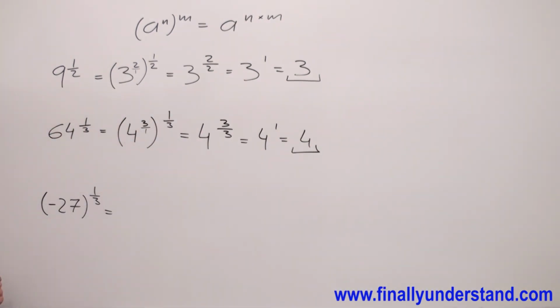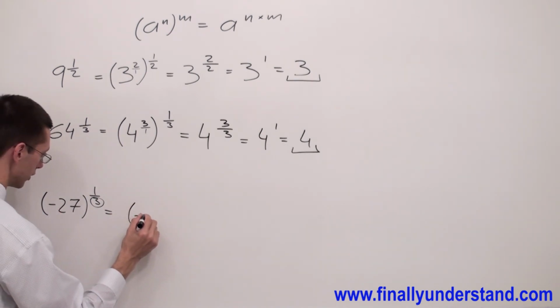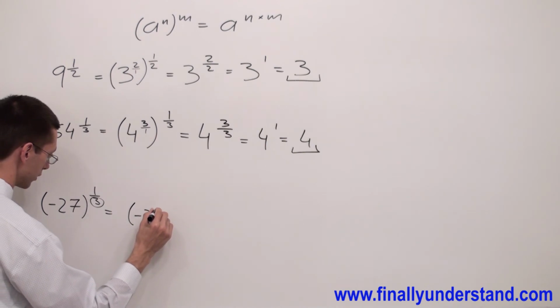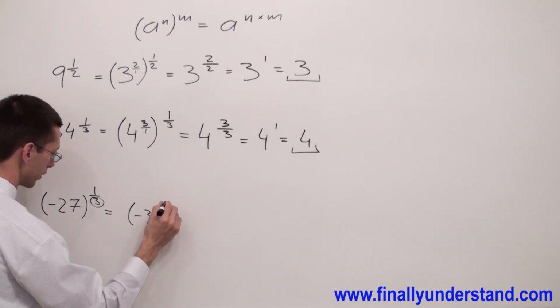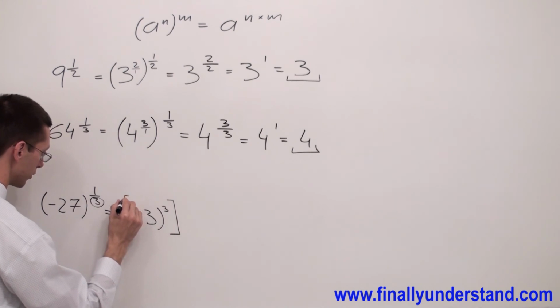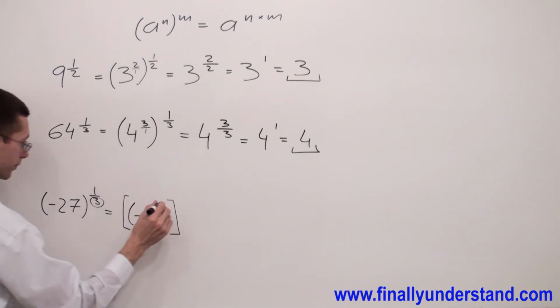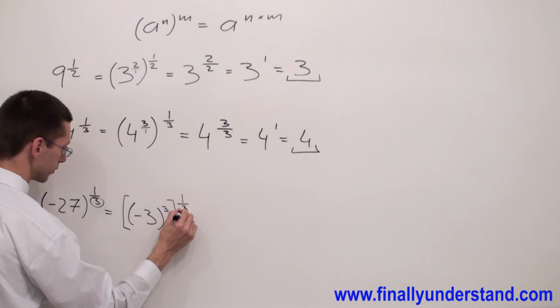Let's take a look at this example. Again, I'm going to look at the denominator of my exponent, which is 3. I'm supposed to ask myself the question, what number raised to the third power is going to give me negative 27? The answer is negative 3, raised to the third power. And I'm going to copy down this exponent. I have 1/3.